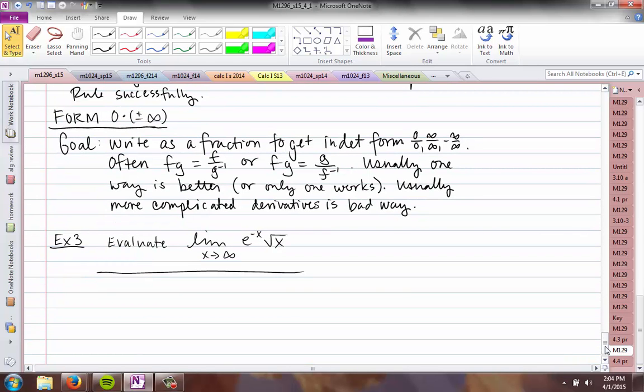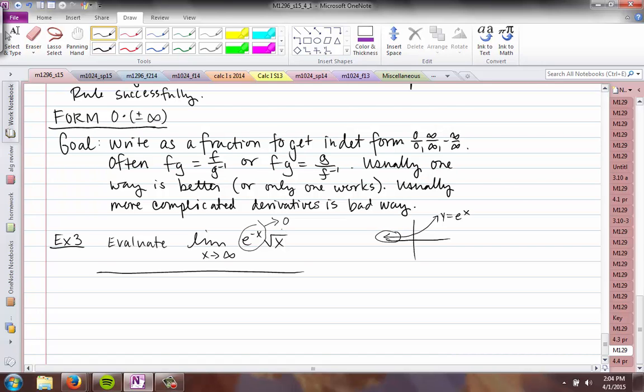Alright, so example 3 is: evaluate the limit as x goes to infinity of e to the negative x times the square root of x. First we try to evaluate this limit directly. As x goes to infinity, for the e part, we're going to have e to the negative infinity. I could think of the graph of e to the x, and e to the negative infinity corresponds to the end behavior of that graph, which goes to 0.